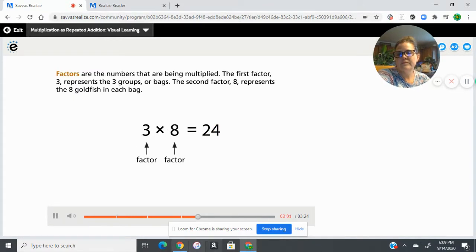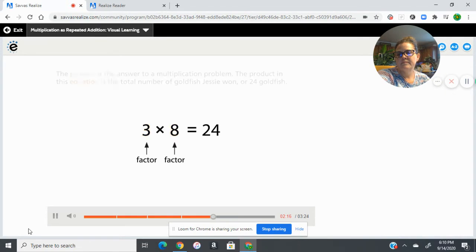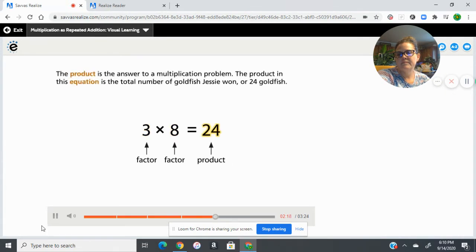Factors are the numbers that are being multiplied. The first factor, 3, represents the 3 groups, or bags. The second factor, 8, represents the 8 goldfish in each bag. The product is the answer to a multiplication problem. The product in this equation is the total number of goldfish Jessie won, or 24 goldfish.